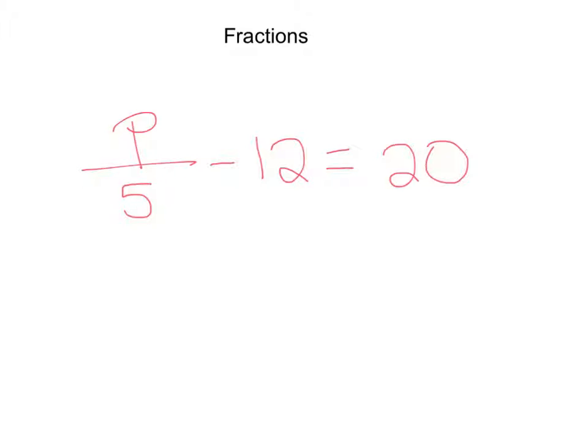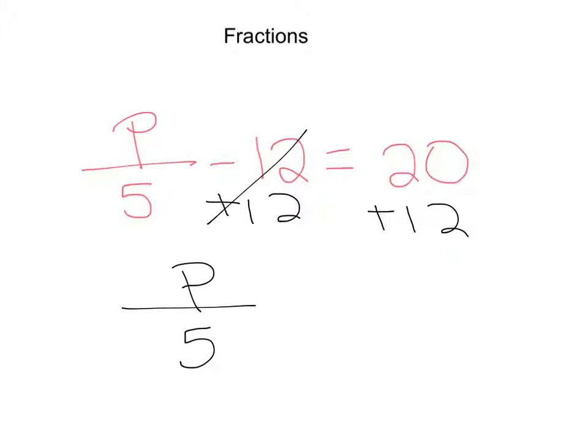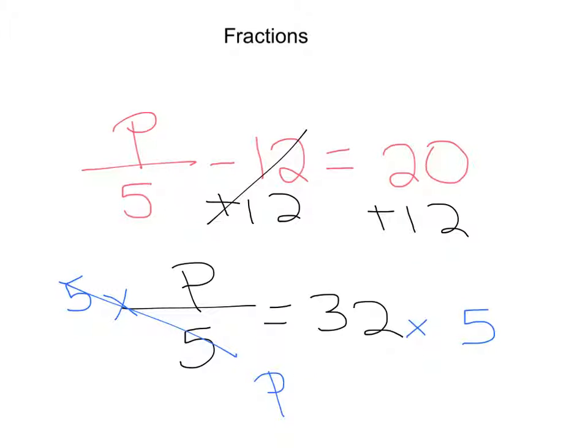In this example, we have a multiplication or a division problem because the p is divided by 5 and then subtracted by 12. So we add our 12, just like we did in the previous examples, which leaves us p divided by 5 equals 32. So now you notice that the p is being divided by 5. So that means we need to multiply it by 5. So whatever we do to one side, we do to the other. And so we would get p equals 160.